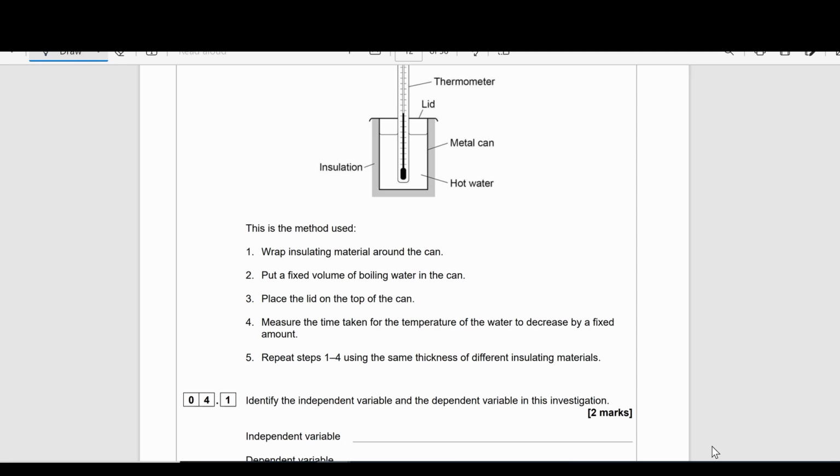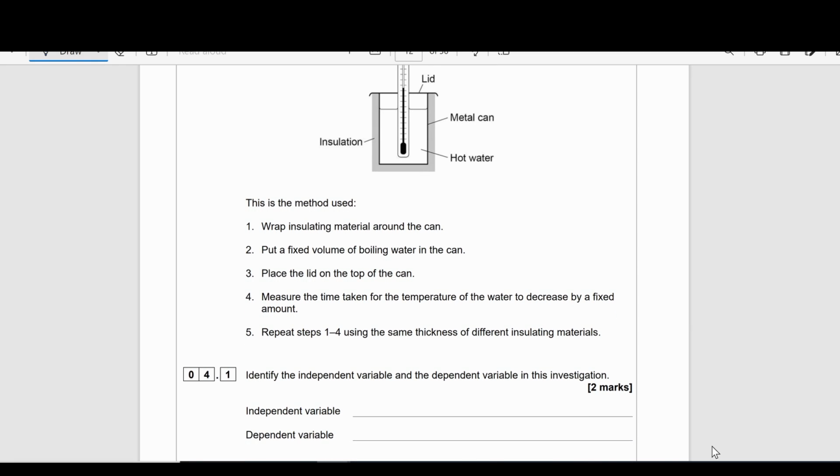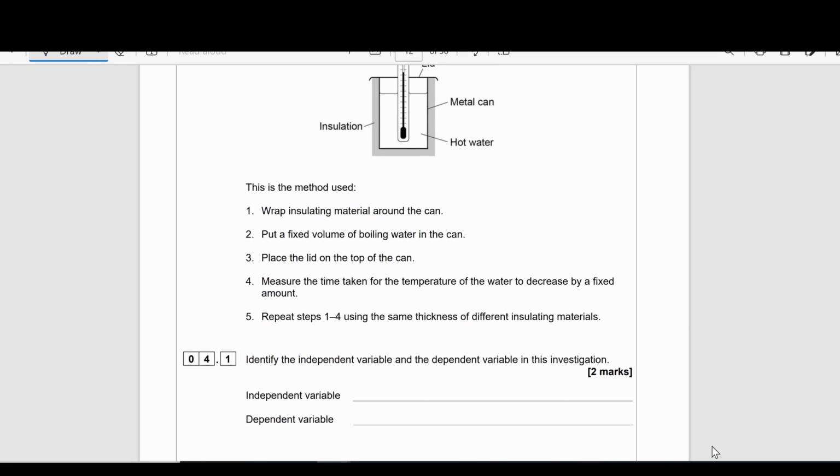4.1. Identify the independent variable and the dependent variable in this investigation. 2 marks. So, reminding ourselves, what do these terms mean? Independent variable means to change. Dependent variable means to measure. So we need to read our investigation method again and then identify what we are changing.